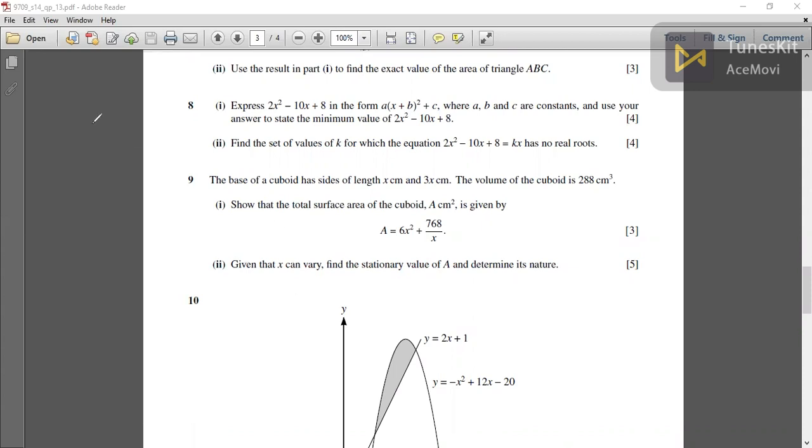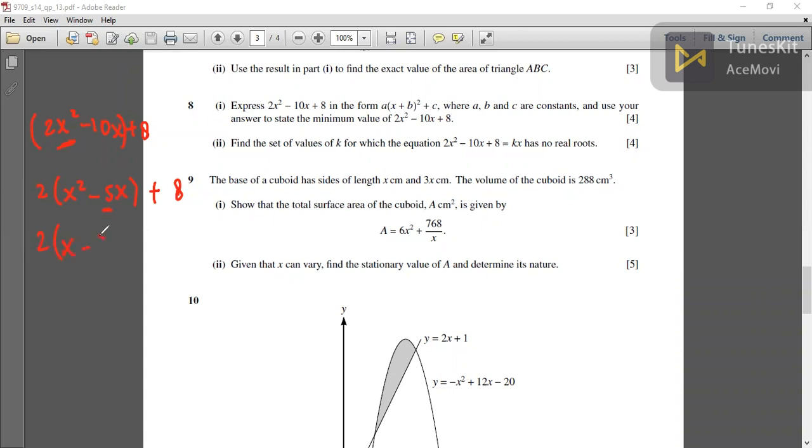So we have 2x squared minus 10x plus 8. To complete the square, we have to make the x squared coefficient 1, so we have to factorize it. So we have 2 times x squared, and we only have to factorize until here, minus 5x plus 8. And then what do we do? This minus 5, we divide by 2 to become minus 5 over 2.